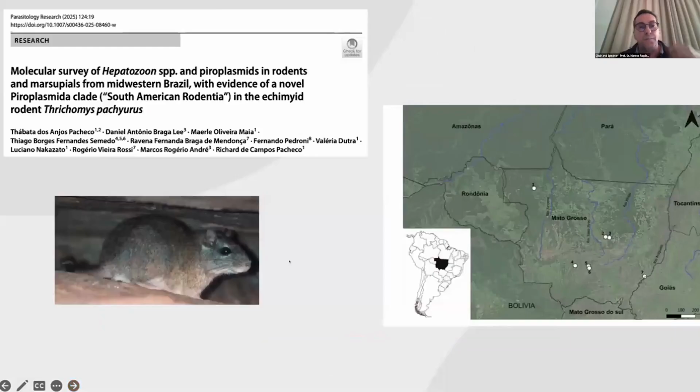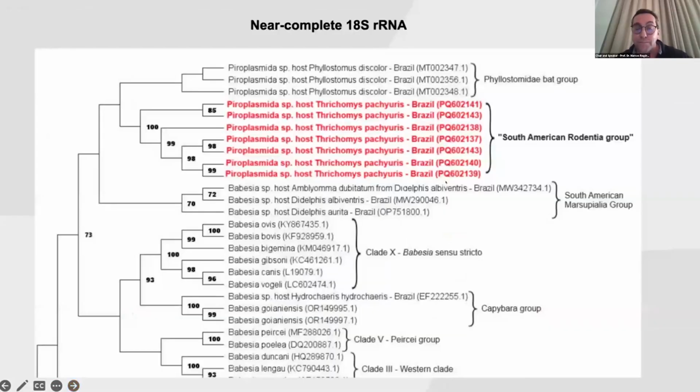What about wild rodents? So this year we published this paper, and we described another phylogenetic clade. We called it the South American rodentia group. We collected blood samples and tissue samples from rodents in Mato Grosso state, which is located in central western Brazil. Again, we detected another phylogenetic clade. We call it the South American rodentia group, which is closely related but distinct from the piroplasmid clade that we have described in bats from central western Brazil.